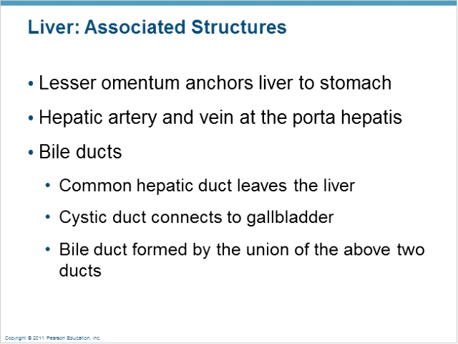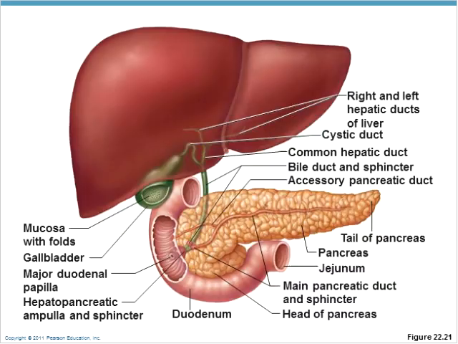We're talking about the liver proper. The liver associated structures has a lesser omentum, which anchors the liver to the stomach. The hepatic artery and vein are at the porta hepatis, which provide the circulation, and the bile ducts, which are made up of the common hepatic duct, which leaves the liver, the cystic duct, which connects to the gallbladder proper, and the bile duct formed by the union of both two ducts. The bile duct is the place where the common hepatic duct and the cystic duct come together. So you get kind of a feel for that.